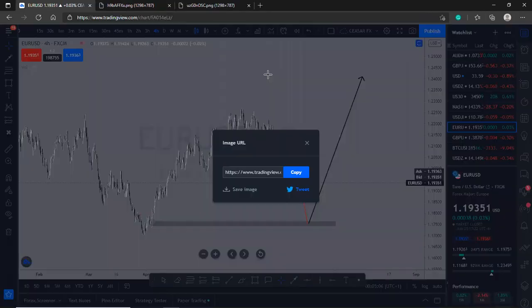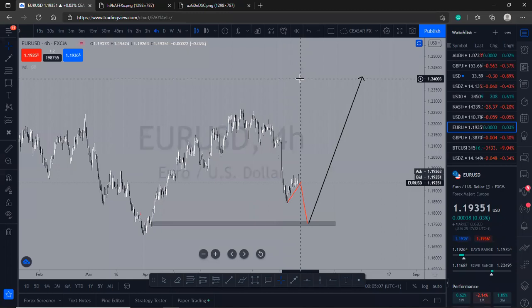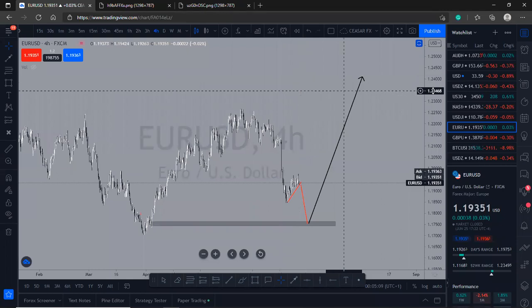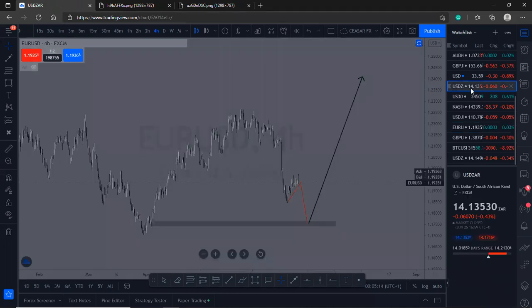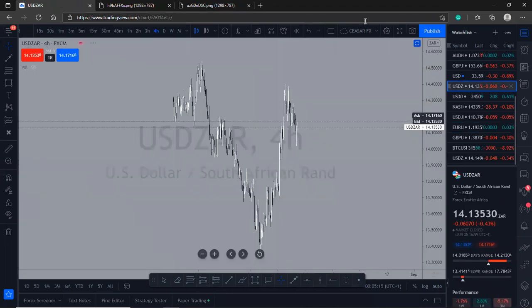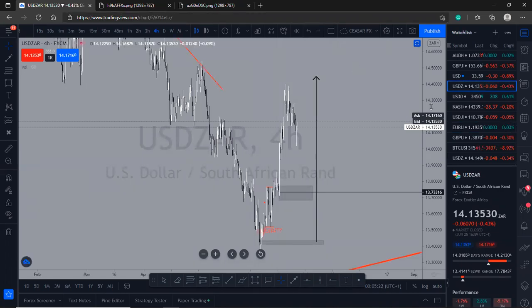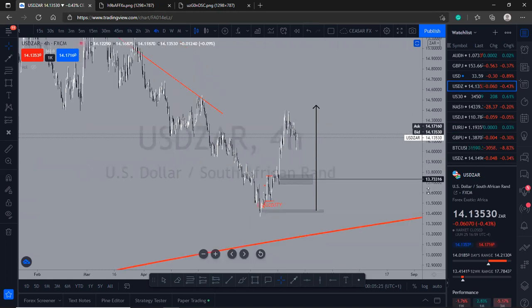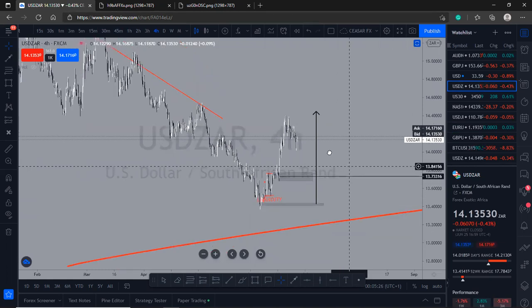Go back to the chart. So that's all, guys, for this now. So I think I'm done. Maybe I can go and touch on the USD zone. Maybe there's something there. I'm not sure. On the USD zone.